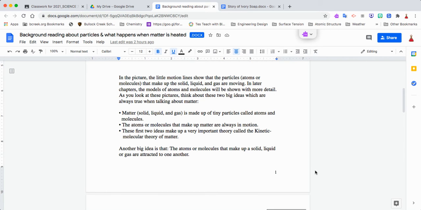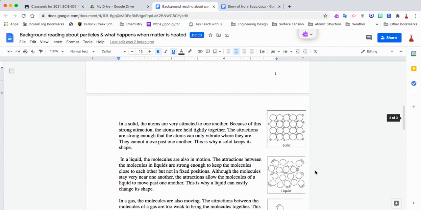These first two ideas make up a very important theory called the kinetic molecular theory of matter, or kinetic particle theory of matter. Another big idea is that the atoms or molecules that make up a solid, liquid, or gas are attracted to one another. So remember, we talked about this. Kinetic energy tends to pull particles away from each other. Attraction between the molecules, or IMAs, or intermolecular attractions, tend to pull the molecules together.